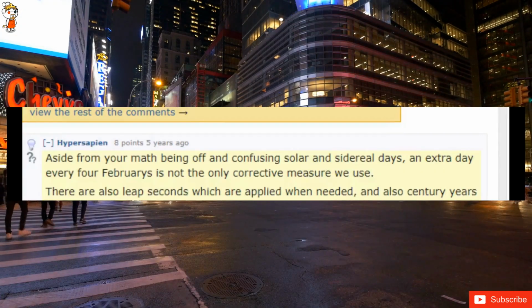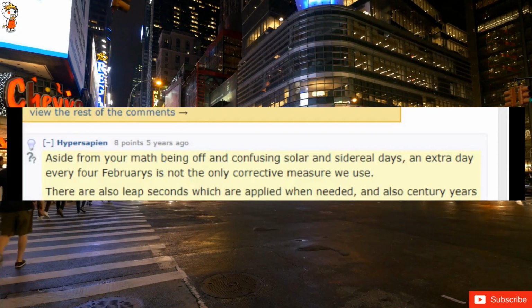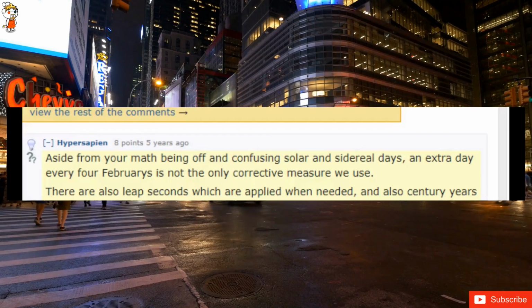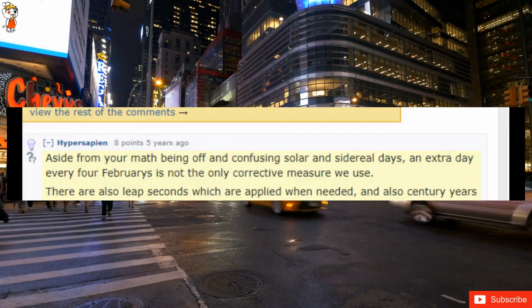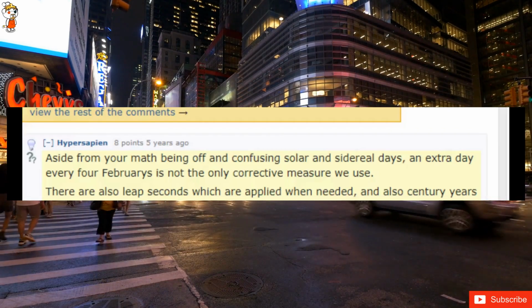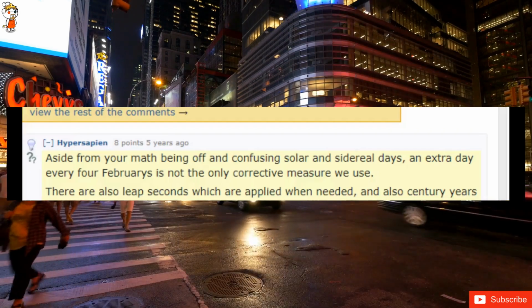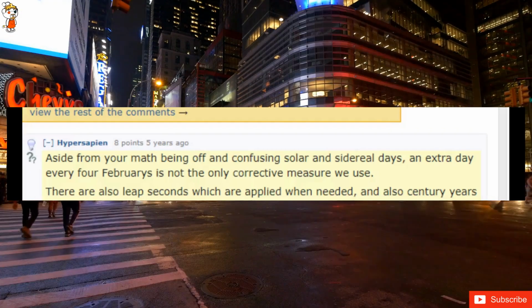Aside from your math being off and confusing solar and sidereal days, an extra day every 4 Februaries is not the only corrective measure we use. There are also leap seconds which are applied when needed, and also century years are not leap years unless they are divisible by 400. 2000 was a leap year, but 1900 wasn't and 2100 won't be.